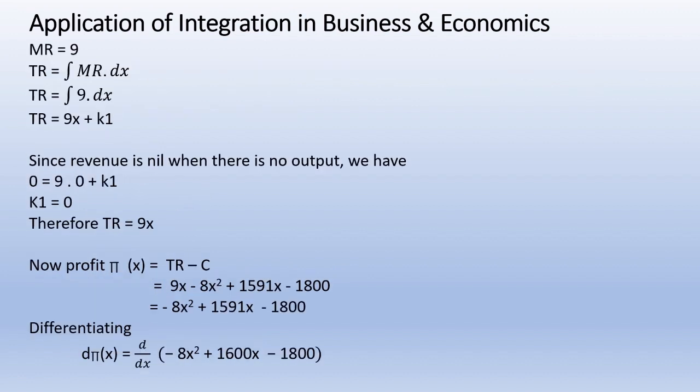Now, MR is equal to 9 is given. We know TR, total revenue, is integration of MR, marginal revenue. Integrating we get this. Since revenue is nil when there is no output, we have 0 is equal to 9 times 0 plus K1. K1 is equal to 0. Therefore TR is equal to 9x. Now profit. Pi of x is equal to TR minus TC. Substituting the value of TR and TC, we get this. Simplifying, this is obtained. Differentiating, we get d pi by dx is equal to minus 16x plus 1600.